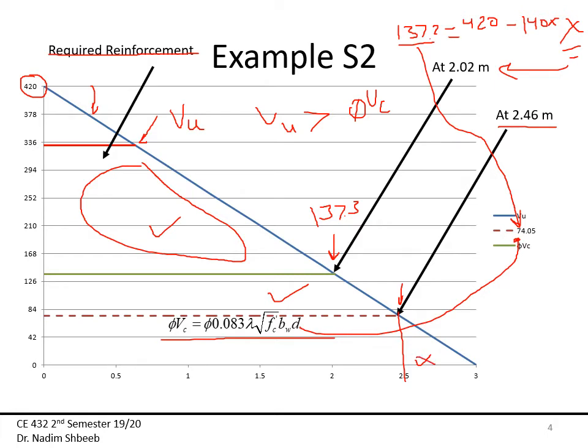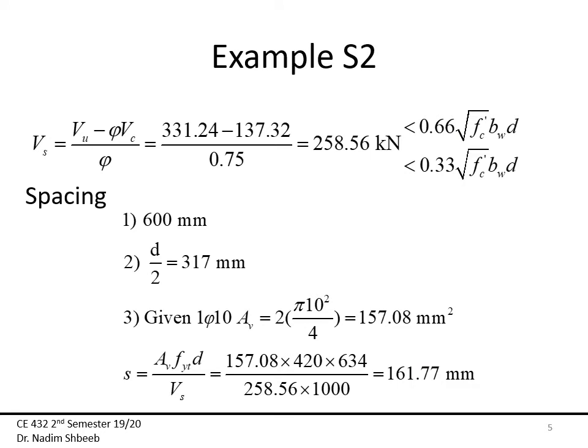Okay, so continue now with the calculation of the spacing. I'm going to start with the required, obviously. So Vs is equal to my V ultimate minus my phi VC divided by phi, and this gives me 258.56 kilonewtons, which is less than the maximum Vs allowed, which is 0.66, and also less than 0.33 square root F prime C B web times D. And this information I use for the first two spacing, because if this was not so, then this would be 300 and this would be d over 4. But since it is less than 0.33, it will become 603.17 millimeters.